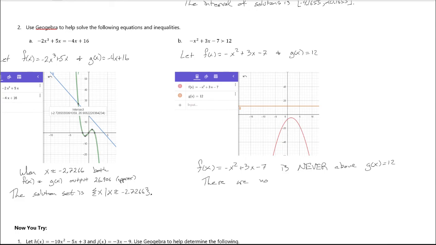Right? We want to find what x values are there that when we plug them in, the downward facing parabola is greater than 12 for its outputs, and that never happens. There are no solutions to this. No x values result in negative x squared plus 3x minus 7 being bigger than 12. So we can say the solution set is the empty set.